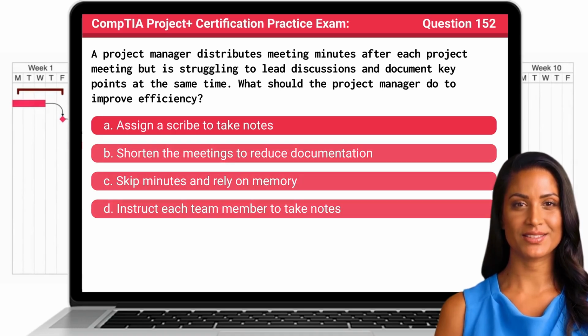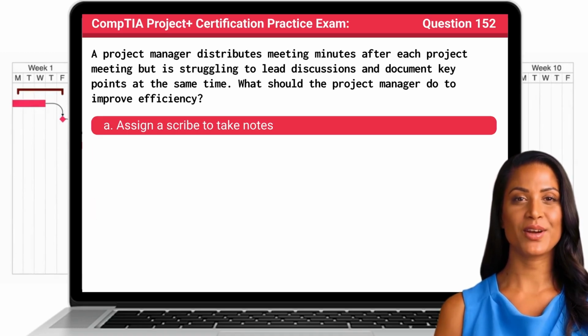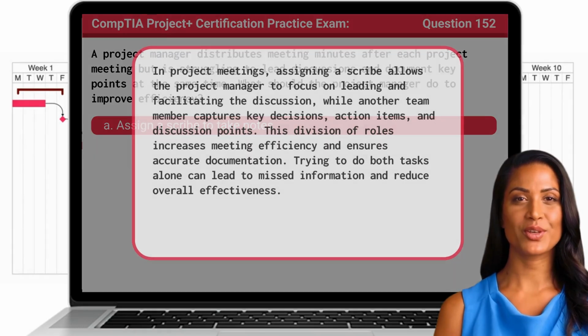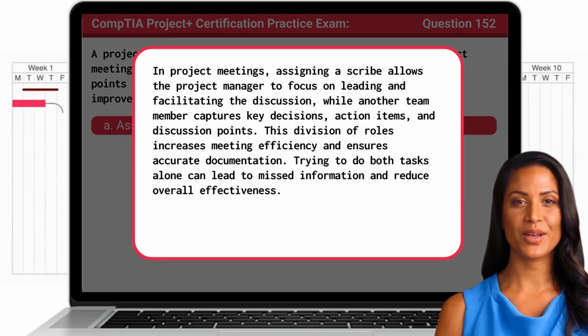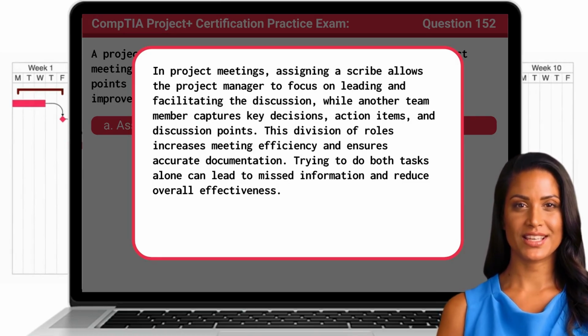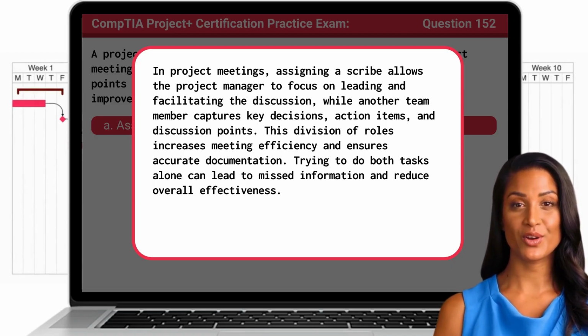The answer is A. Assign a scribe to take notes. In project meetings, assigning a scribe allows the project manager to focus on leading and facilitating the discussion, while another team member captures key decisions, action items, and discussion points. This division of roles increases meeting efficiency and ensures accurate documentation. Trying to do both tasks alone can lead to missed information and reduce overall effectiveness.